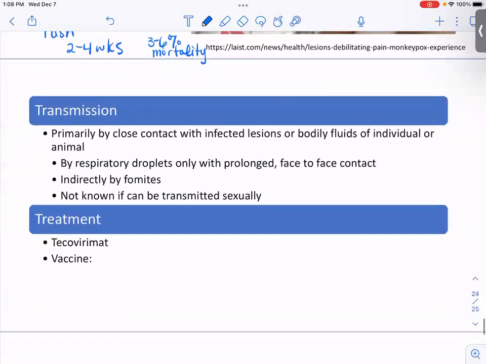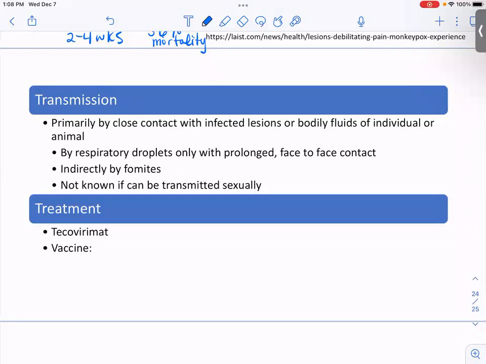Okay. Transmission. It has to be really prolonged face-to-face contact by respiratory droplets. This is not passed nearly as efficiently as smallpox. Even with some prolonged contact, a pretty low percent of the time does it get passed. Or close contact with infected lesions or bodily fluids. So sexual transmission is perhaps likely, but I don't know if that question has been answered for sure. Rarely by fomites, so maybe exposure to sheets that an infected individual has slept on.